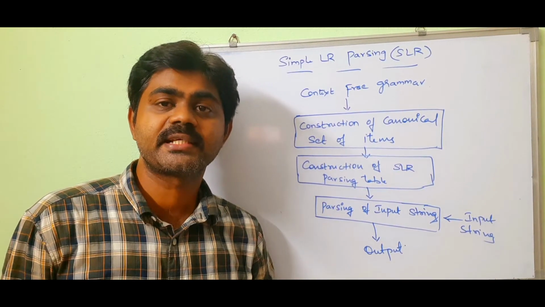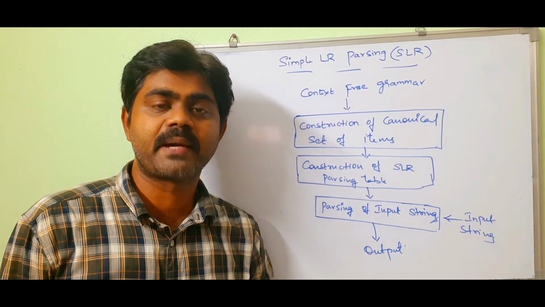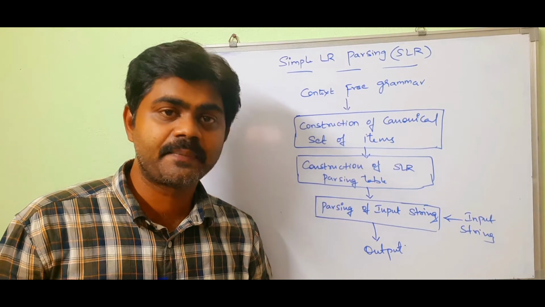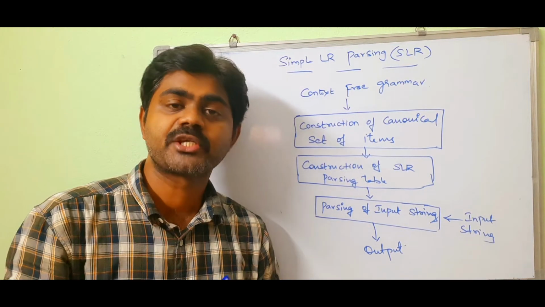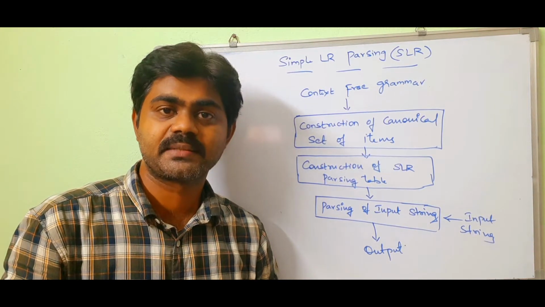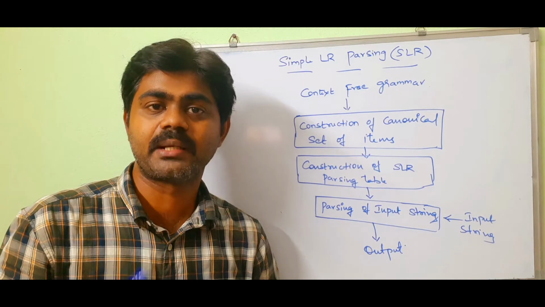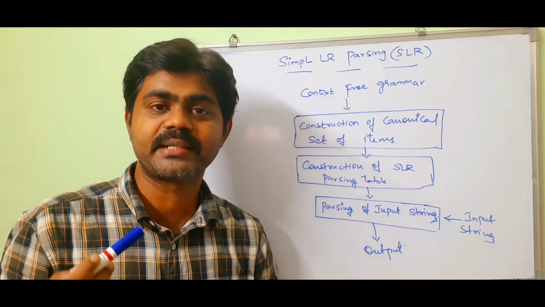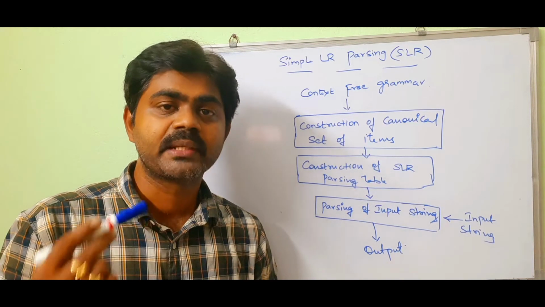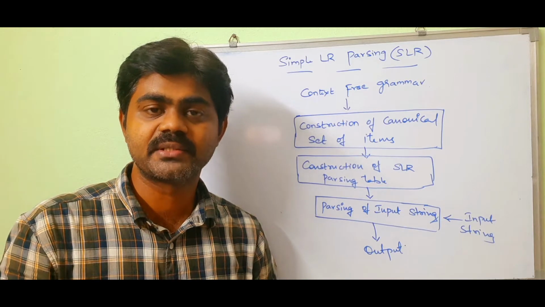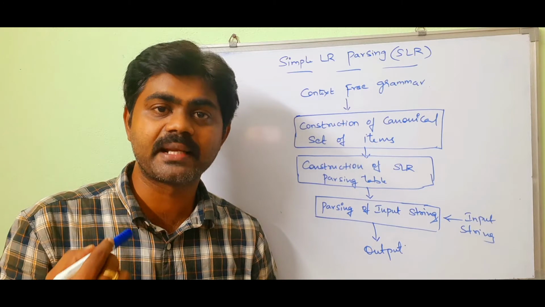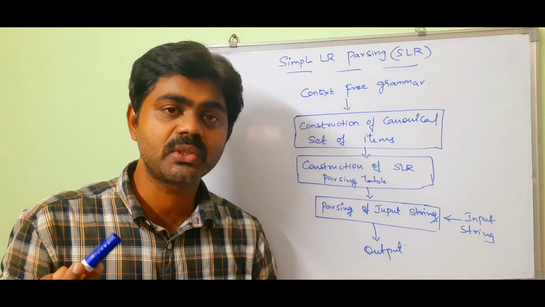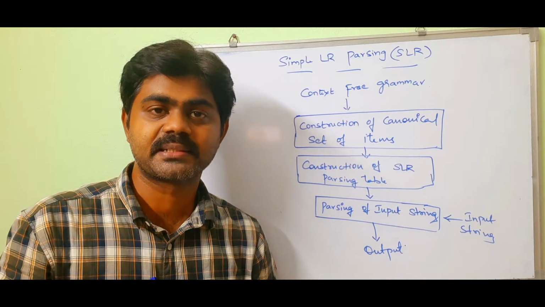Today we're going to discuss simple LR parser. In the previous video, we discussed an introduction to LR parsers, so we know what an LR parser is all about. L is left to right scanning and R is rightmost derivation in reverse. And there we observed the properties of LR parsers and also the structure of an LR parser, right?